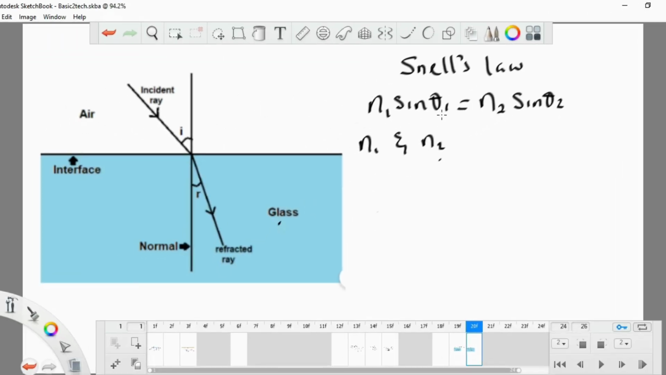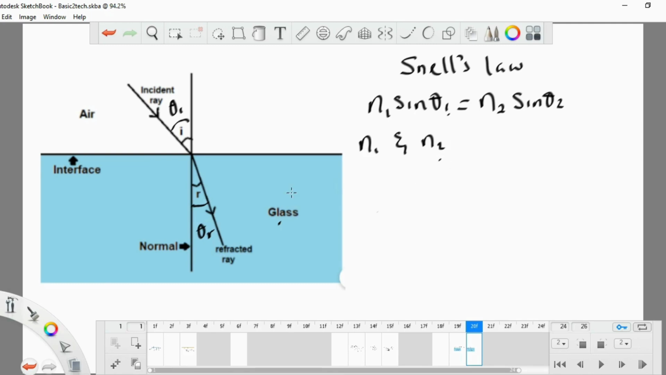Now, theta 1 is the angle of incidence, which is right here, while theta 2 is the angle of refraction, which you see right here. Sometimes we can use theta r for angle of refraction, and we can use theta i for angle of incidence. Or we can use theta 1, or we can use theta 2 for the second medium.